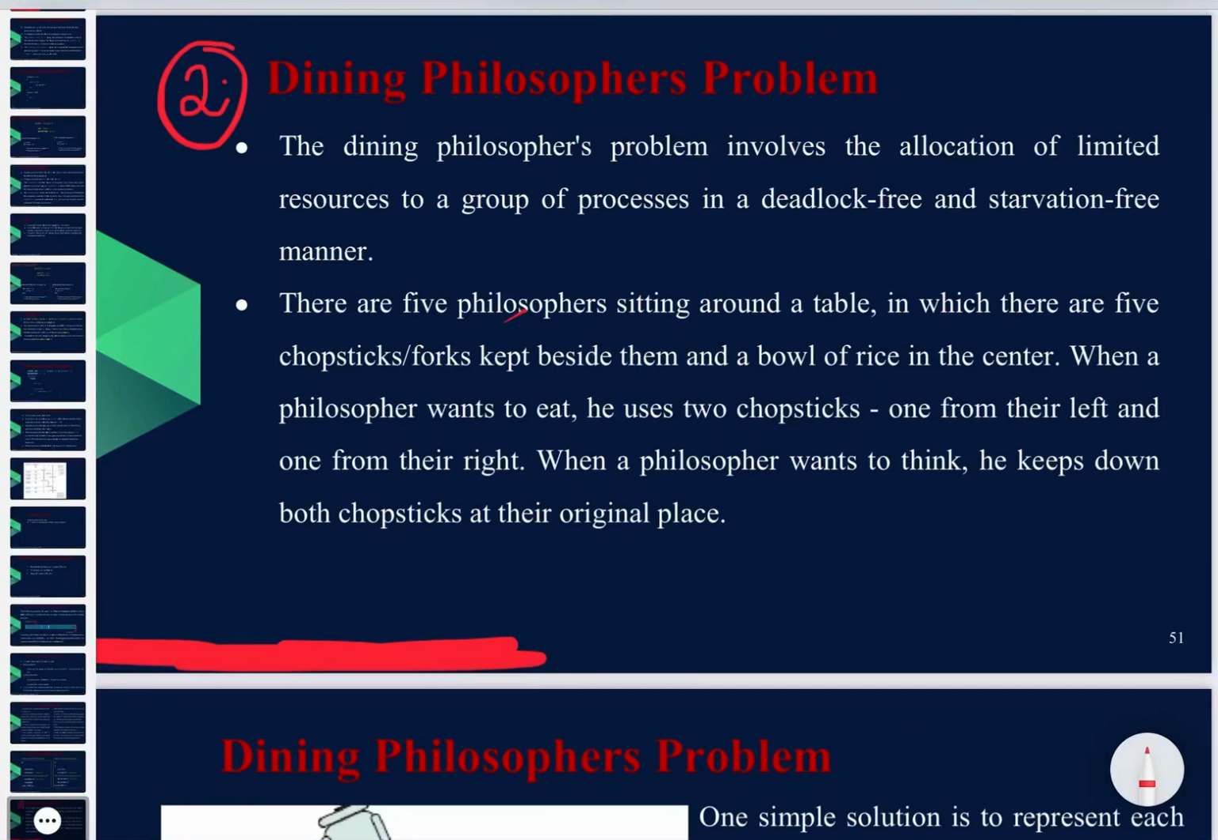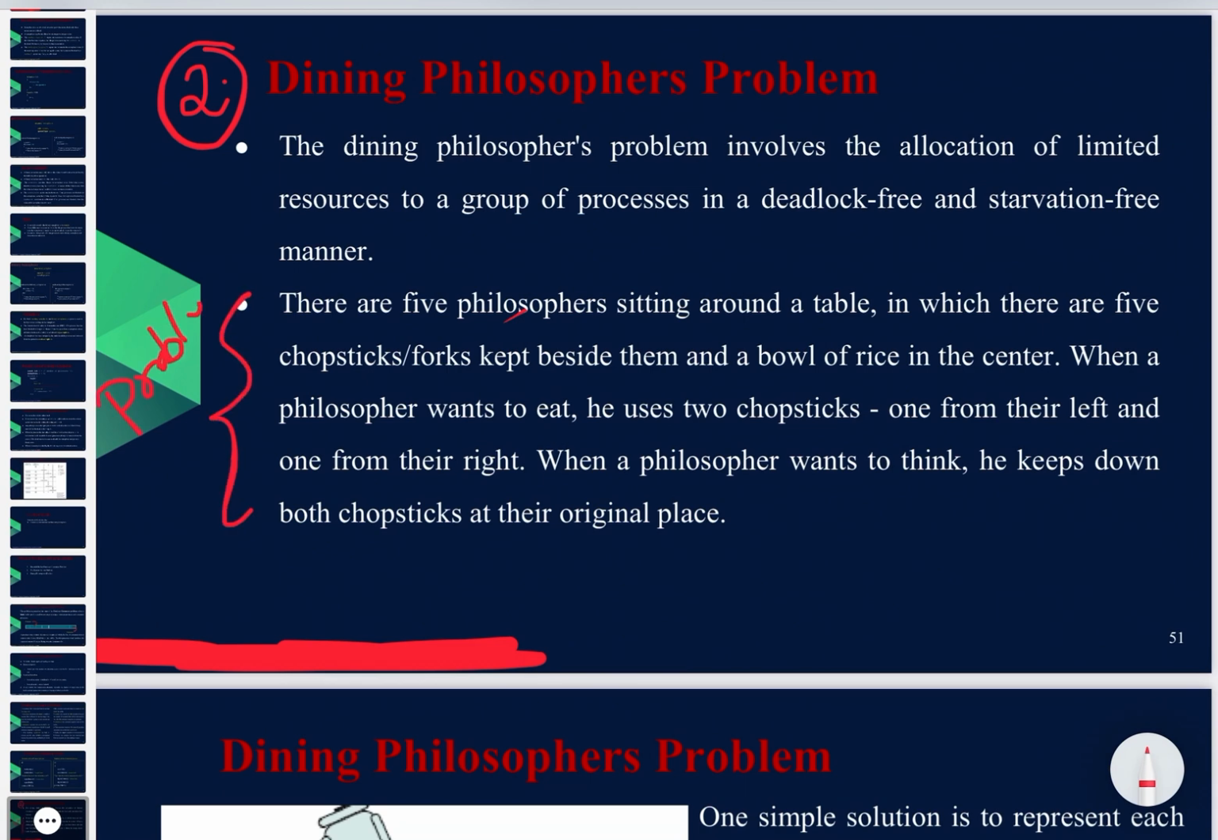So under synchronization, the second type of problem is the dining philosophers problem. The first one was the producer-consumer problem. Now the dining philosophers problem involves allocation of limited resources to a group of processes in a deadlock-free and starvation-free manner. So what is the problem statement?